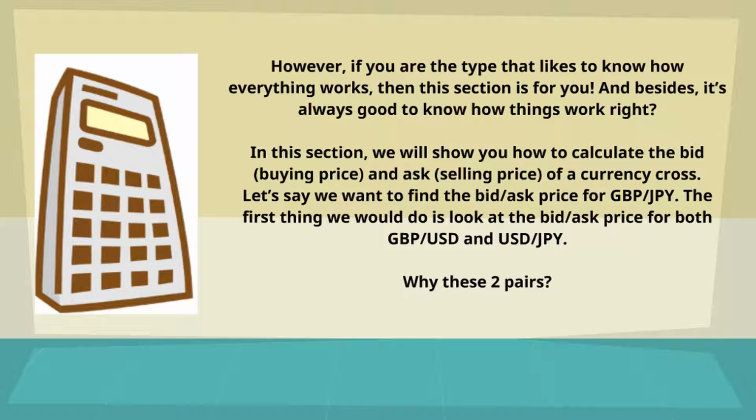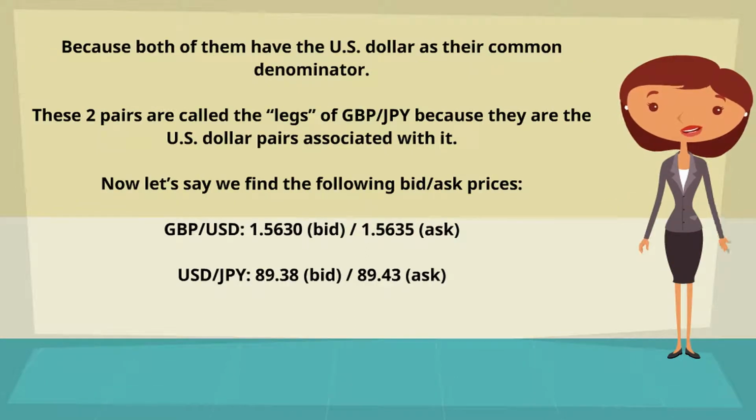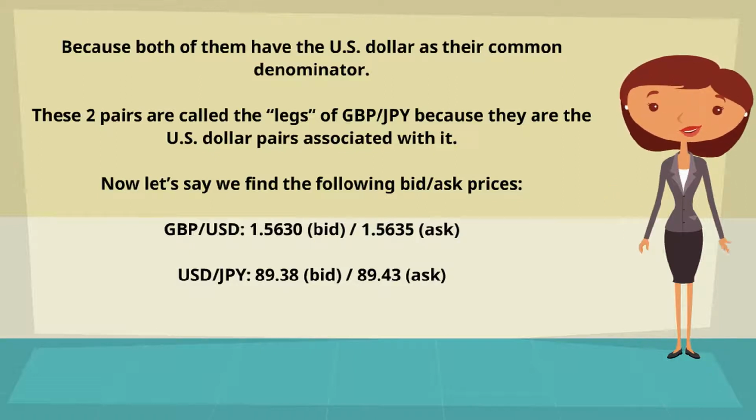In this section, we will show you how to calculate the bid, buying price, and ask, selling price, of a currency cross. Let's say we want to find the bid/ask price for pound sterling to Japanese yen. The first thing we would do is look at the bid/ask price for both pound sterling to US dollar and US dollar to Japanese yen. Why these two pairs? Because both of them have the US dollar as their common denominator. These two pairs are called the legs of pound sterling to Japanese yen because they are the US dollar pairs associated with it.